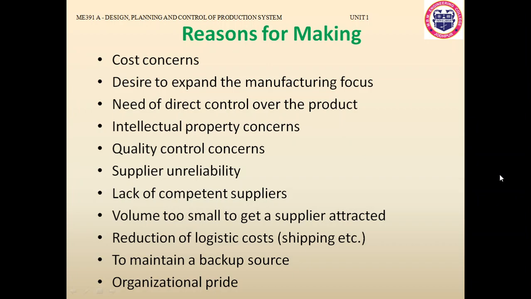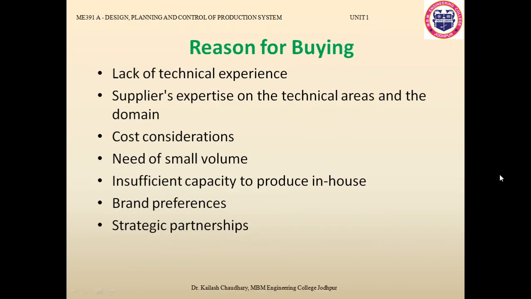that you cannot get a supplier, that is one of the reasons. Lack of competitor supply is one of the reasons. Supplier unreliability is again a reason. To maintain a backup source, again a reason. So there are several reasons, shown on the screen right now, that motivate you to make a product. While a few of the reasons shown on the screen now motivate you to buy a product rather than making it.